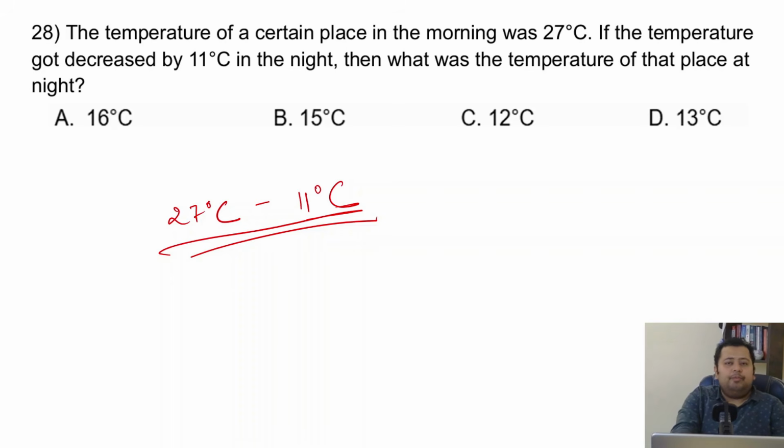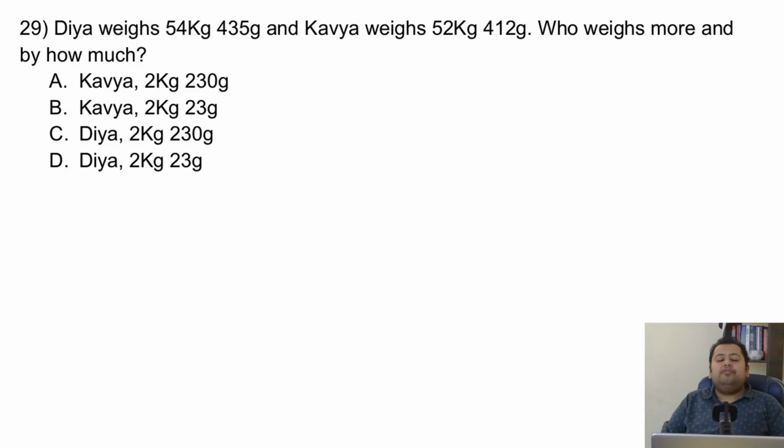Let's now go to question number 29. Dia weighs 54 kg 435 grams, and Kavya weighs 52 kg and 412 grams. Who weighs more and by how much? So Dia we know is 54 kg 435 grams, and Kavya is 52 kg and 412 grams. Who weighs more and by how much is what you need to find out. Solve it first and then look at the solution.